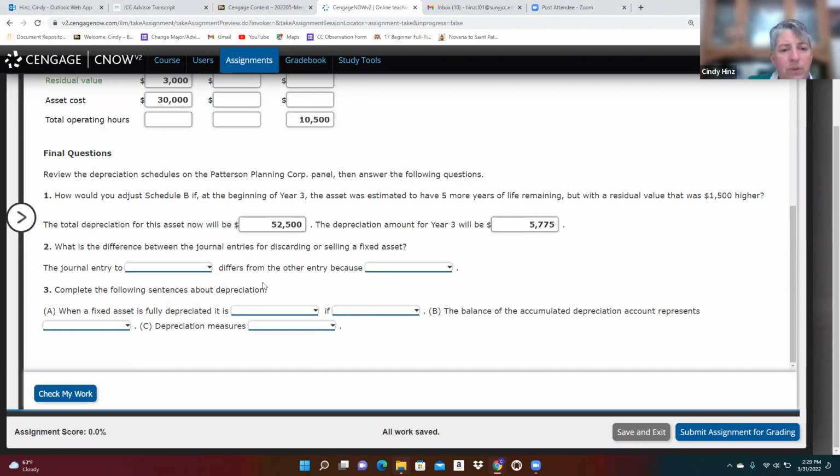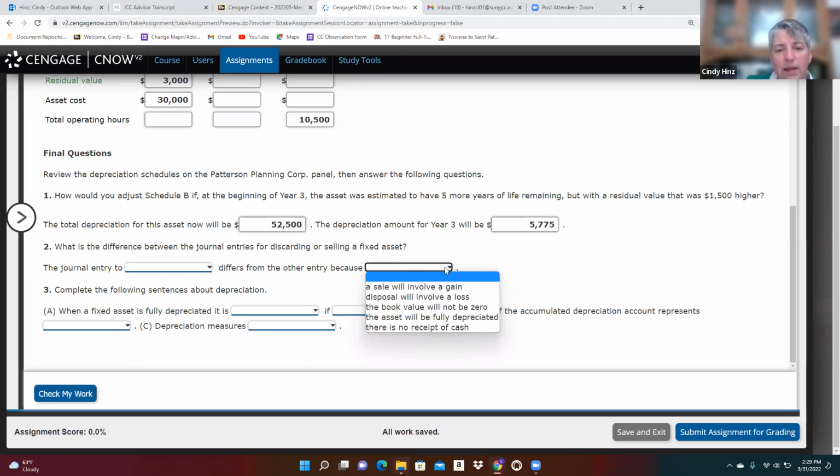The journal entry to blank differs from the other entry because, and these are our options: a sale will involve a gain, disposal will involve a loss, the book value will not be 0, the asset will be fully depreciated, there is no receipt of cash. So the only one we know for sure is that if we discard the asset, there's no receipt of cash. A sale might involve a gain, but it might involve a loss. It depends on how the cash we realize compares to the book value. We did an exercise like that in class.